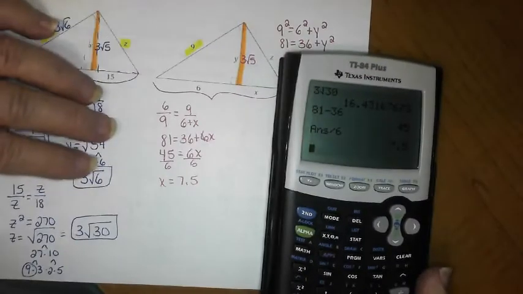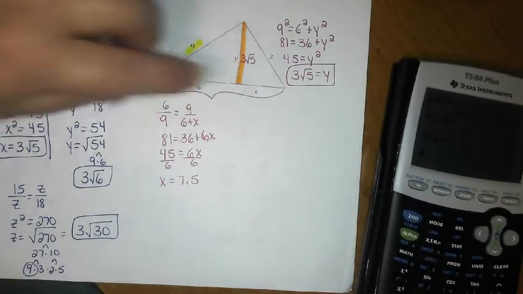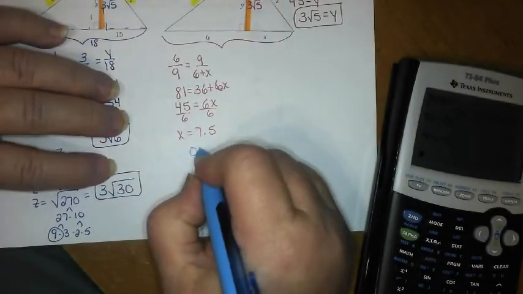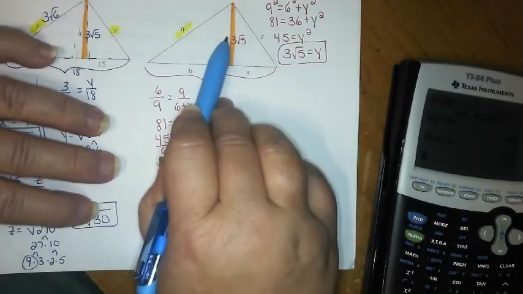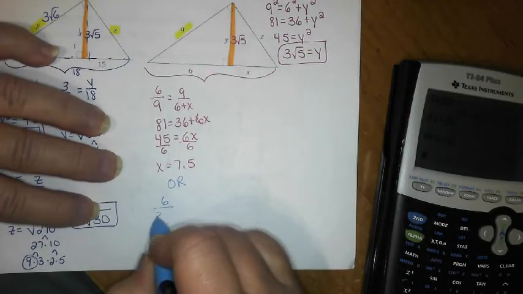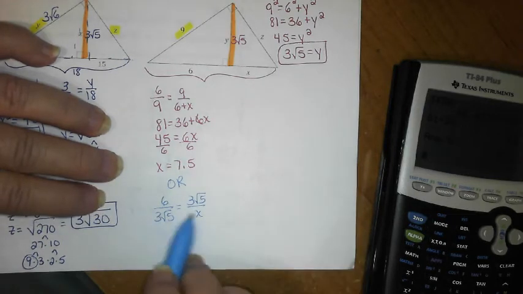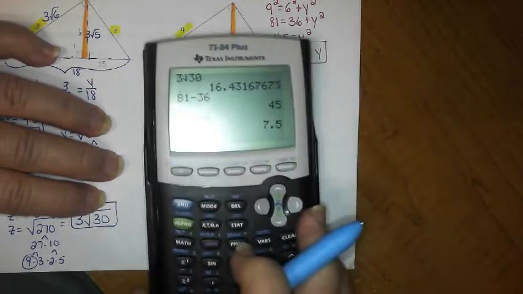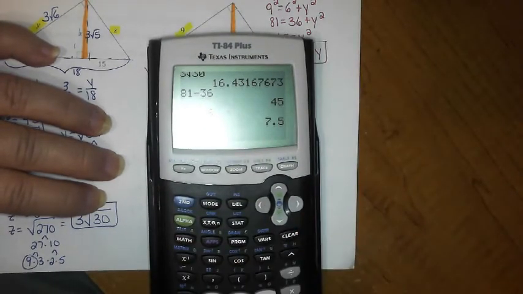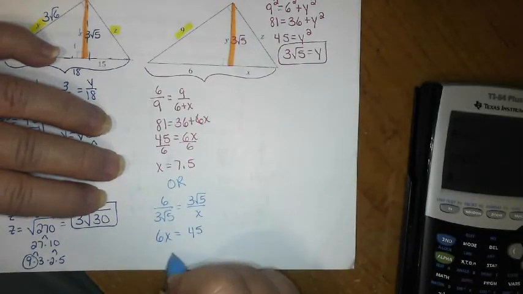And just to prove we would have gotten the same thing with this rule over here, I'm just going to put a big "or" right here. Just to prove it, leg over leg equals leg over leg. 6 over 3 root 5 equals 3 root 5 over x. So 6 times x is 6x. Guess what 3 root 5 times 3 root 5 is? You're probably thinking, could it be 45? Yes, it could.